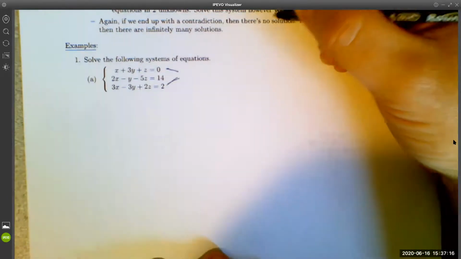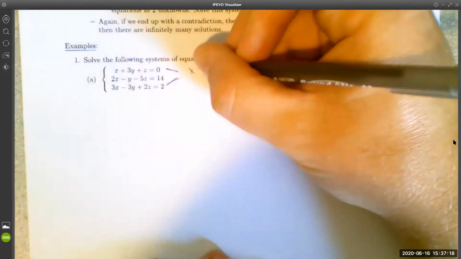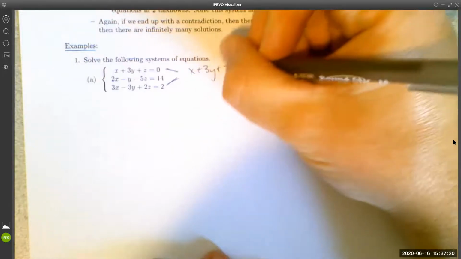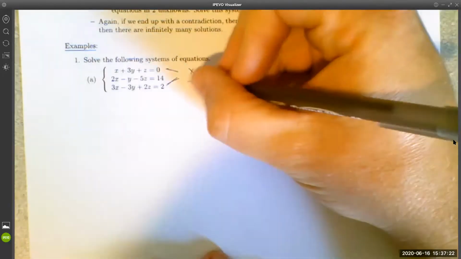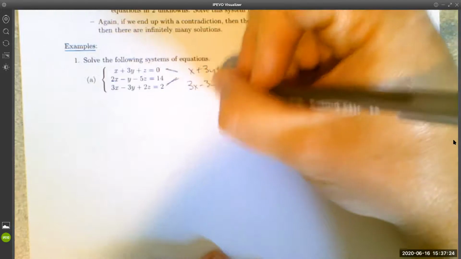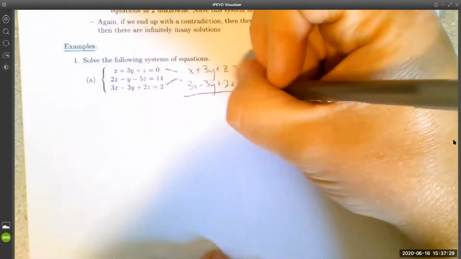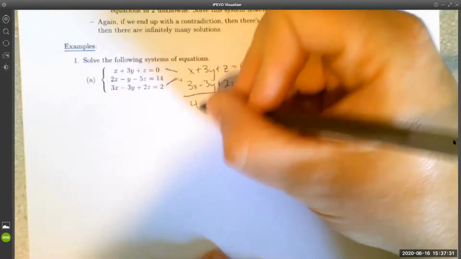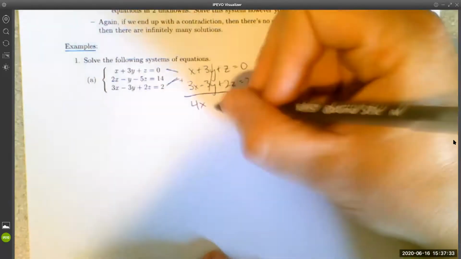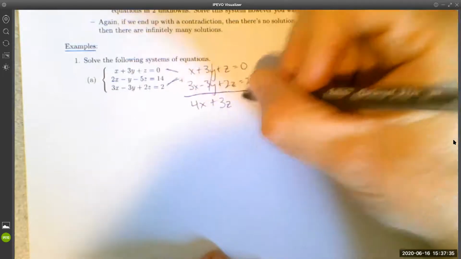If I add the first and third equations together, so x plus 3y plus z equals 0, and 3x minus 3y plus 2z equals 2, if I add these up, I get 4x, the y's cancel, plus 3z equals 2.